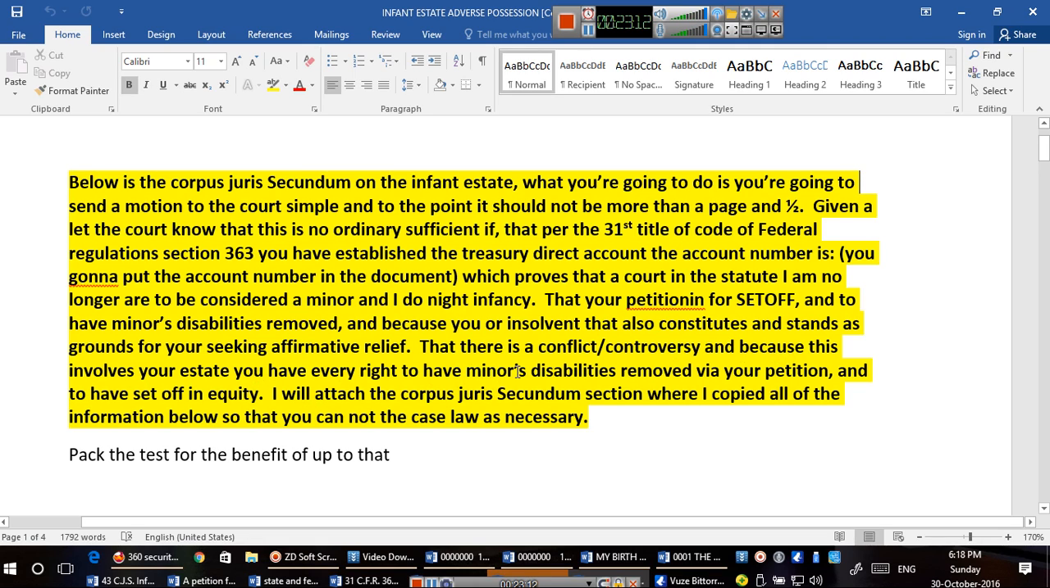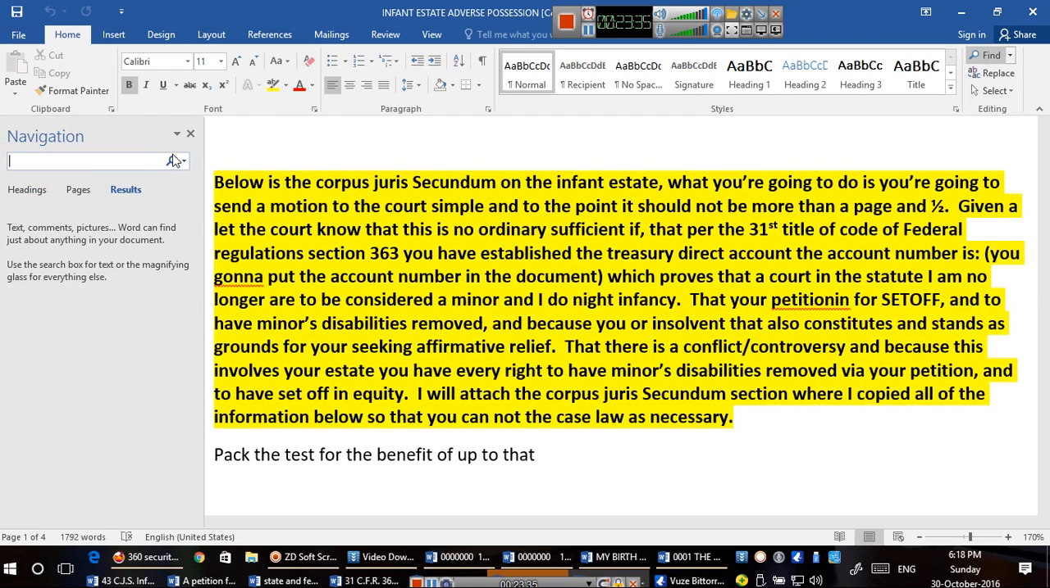You have every right to have minor disabilities removed via your petition and to have set off in equity, and I will attach the corpus juris secundum sections, which I copied all the information below so that you can have access to the case law and utilize it as necessary. Ladies and gentlemen, let's do something. Let's see if it's in this document. If it's not in this one, it's going to be in the other one. We're going to do this.